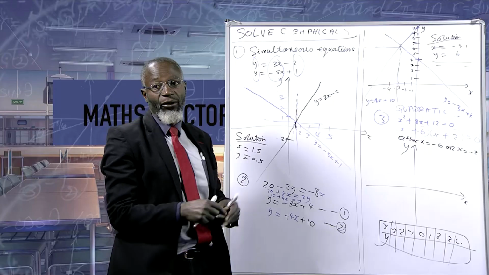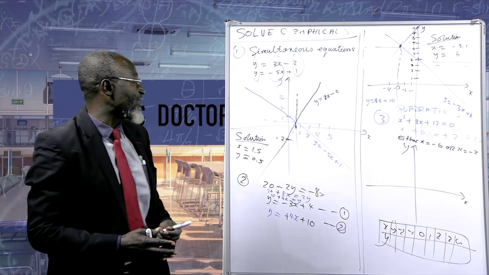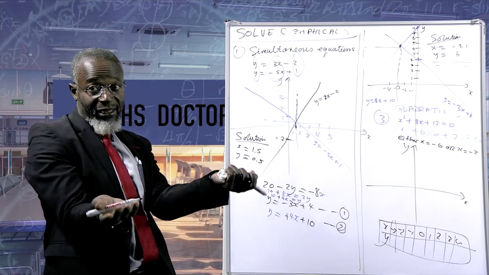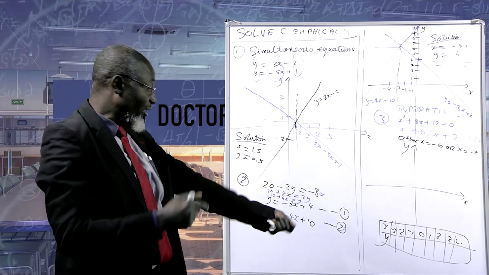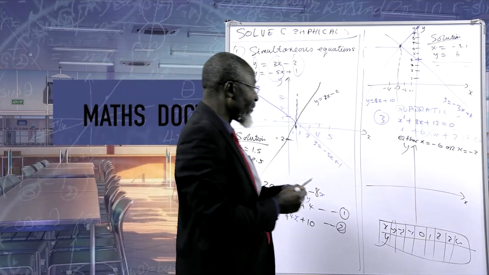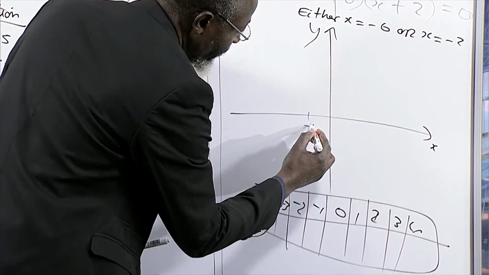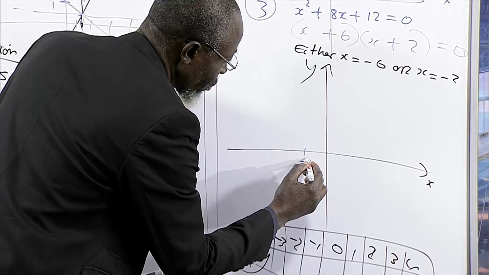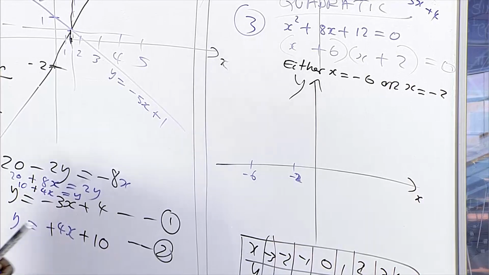But I'm quickly showing you how you obtain the answers after doing that. You can do that at home, exactly what I'm doing there. I know where it is going, so I don't have to waste time doing that one. So it is going to cut somewhere here at -2. Right? And it is also going to cut at -6 there.